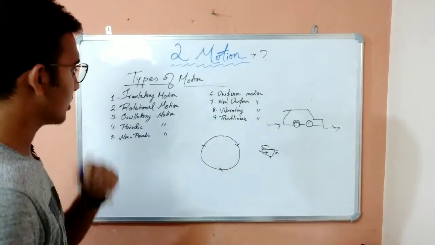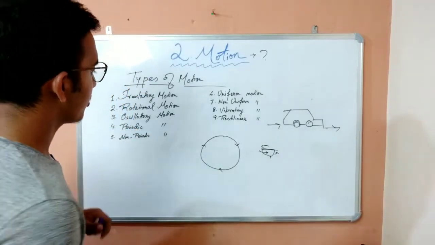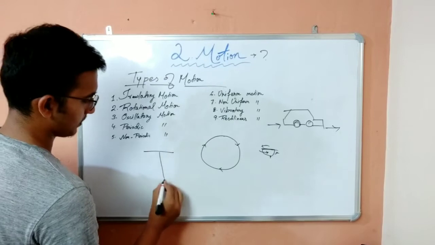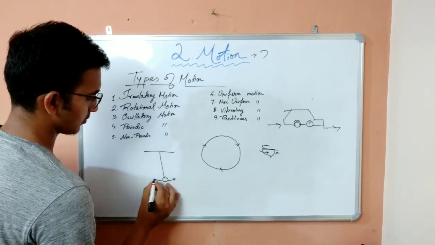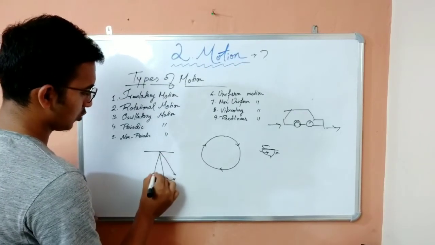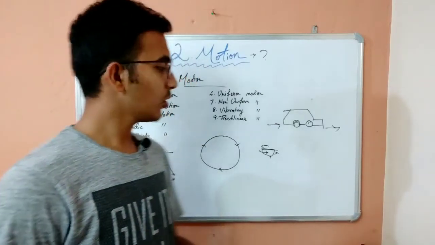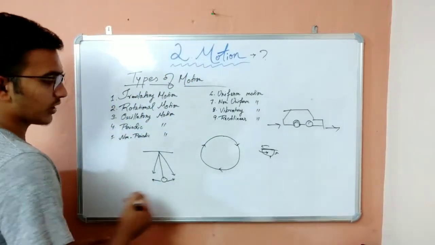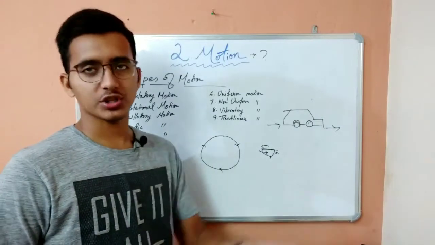Now, oscillatory motion. What is oscillatory motion? Suppose I have a pendulum. A pendulum moves to and fro. To and fro means backward and forward. So if a pendulum moves to and fro, that to and fro movement is called oscillatory motion.